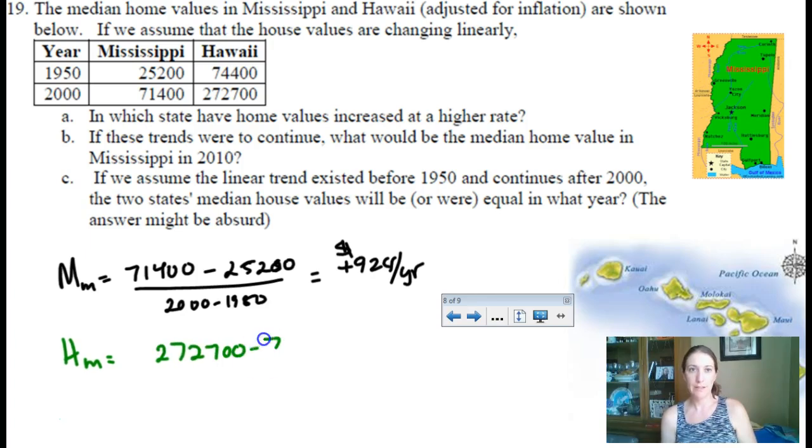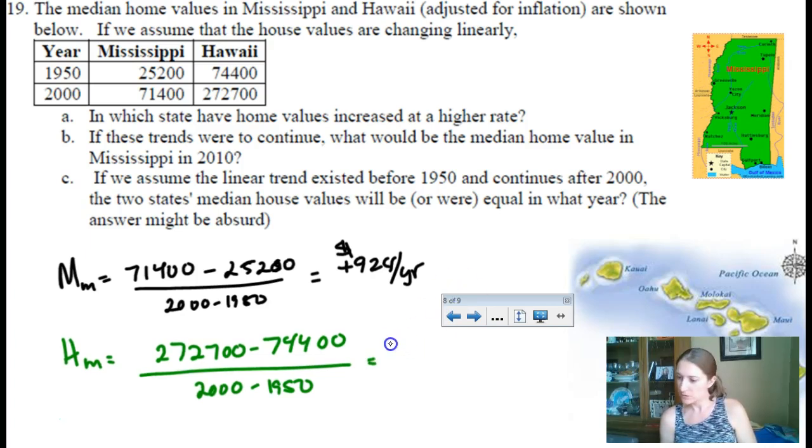Then Hawaii slope is 272,700 minus 74,400 over those 50 years again. I already calculated these, and it comes out to $3,966 per year. So which state is increasing at a higher rate? Clearly, that would be our friend Hawaii. Again, no offense to Mississippi out there. I'm sure you have a lovely state, but man, why?